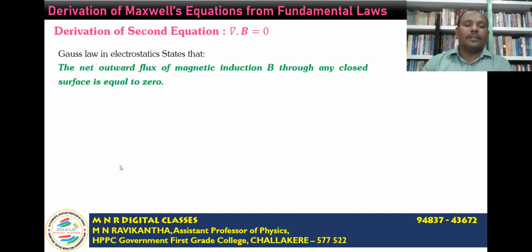This equation is due to Gauss law in magnetostatics, which states that the net outward flux of magnetic induction B through any closed surface is equal to 0. Here is a typing error. Instead of electrostatics, it should be magnetostatics.